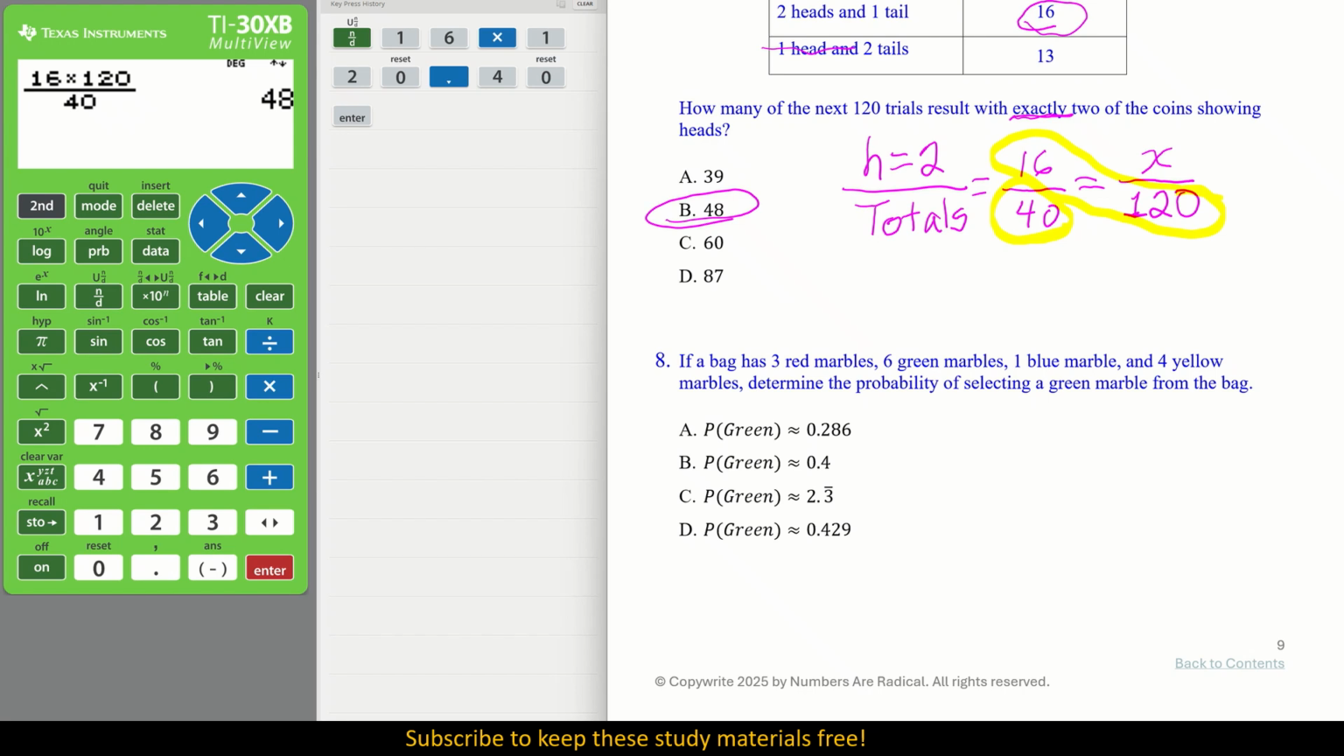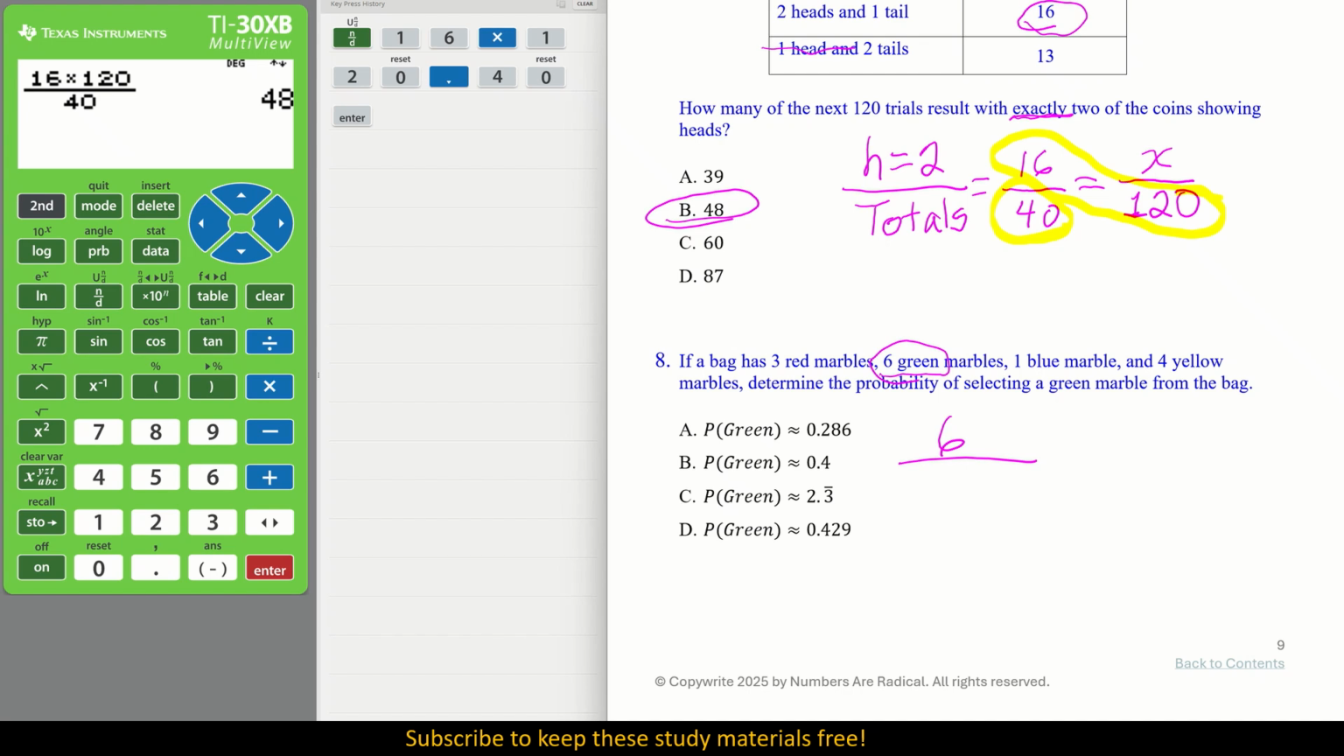If a bag has 3 red marbles, 6 green marbles, 1 blue marble, and 4 yellow marbles, determine the probability of selecting a green marble from the bag. Well, that's simply part over total. We need green, so green's the part. We know that. But now we just add up the total.